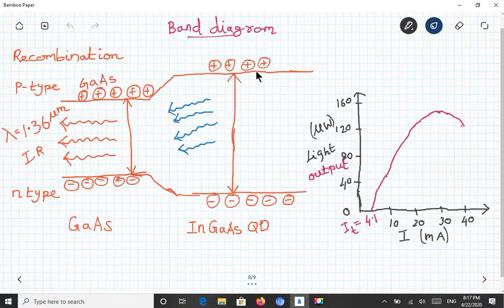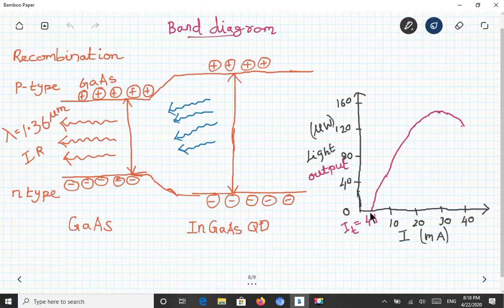This combines the active medium, gallium arsenide p-type and n-type, and in between those two, indium gallium arsenide quantum dots. This combination is the active region.